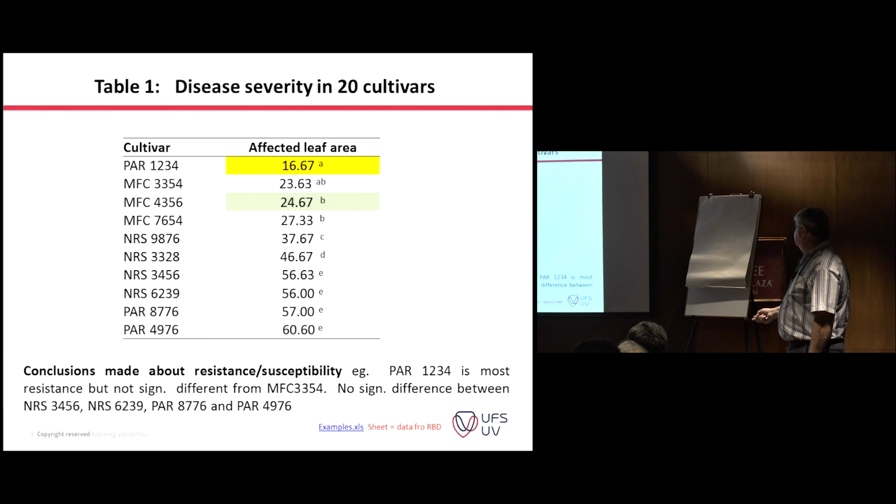So the conclusion is that PAR 1234 is the most resistant but not significantly different from MFC 3354. No significance between that group of cultivars there. Okay, so you can then reach conclusions based on statistical analysis. In other words, you can be 95% sure that you are reaching the right conclusion.